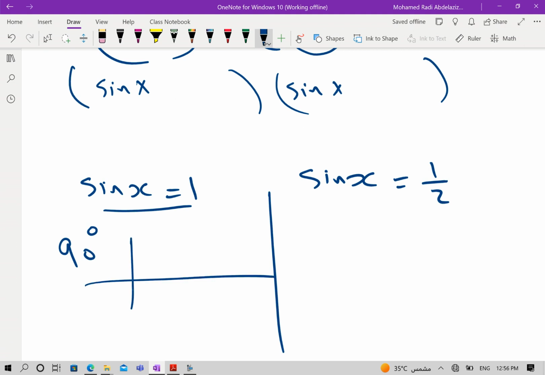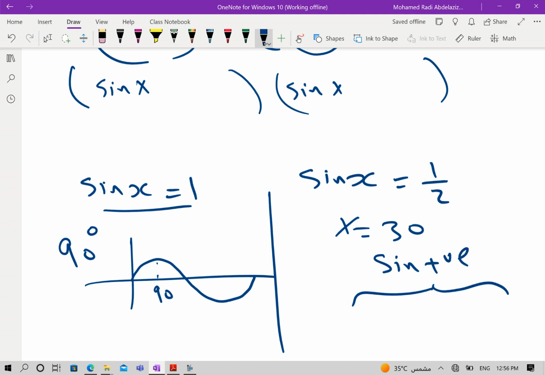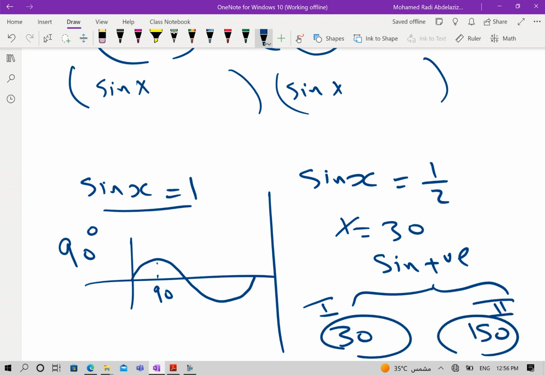If you recognize the graph of sine, it will be like this. The value 1 occurs only at 90. Is it clear why we have one solution here? Sine x equals half. The principal angle is 30, but sine is given positive. In which quadrant? First and second. First 30, second 150.